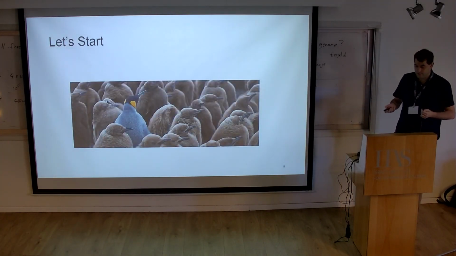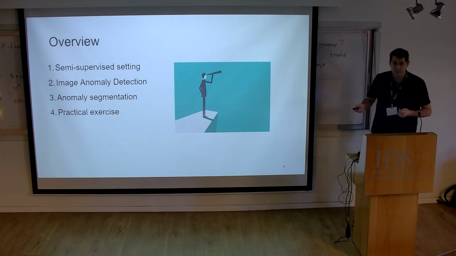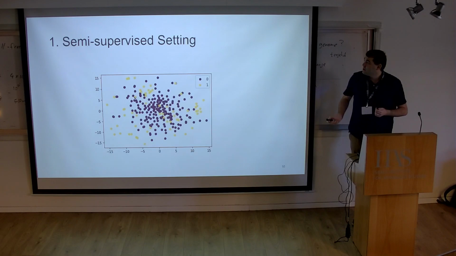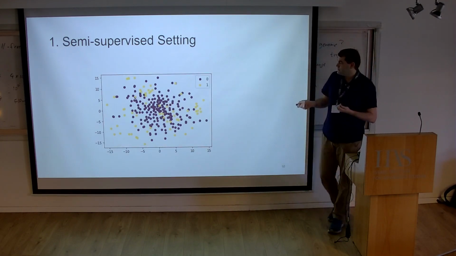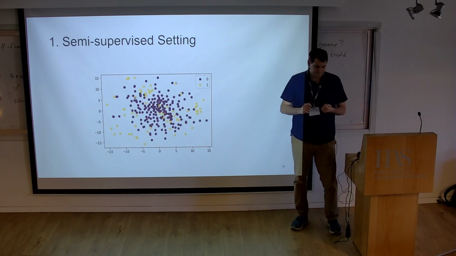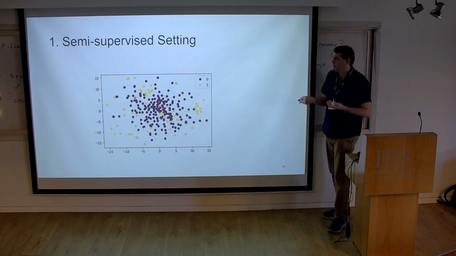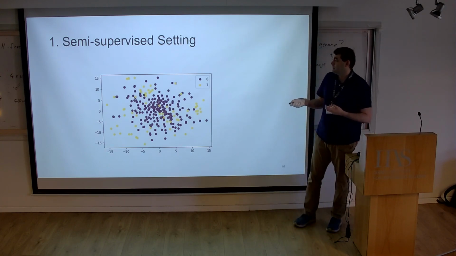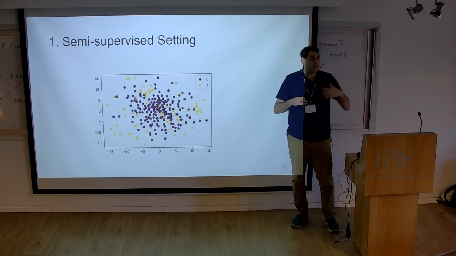Okay, so let's start talking about what we will actually do. We'll start with further discussing the setting, then we'll talk about image anomaly detection, segmentation, and then we'll go to the practical exercise. In the setting, we only assume to get the normal data during training. Let's say the blue points are the normal data. It's kind of challenging to build the classifier between the blue points and say the yellow points, but in training, we only get to see the blue points. So in some sense, we need to guess what the other class would be.